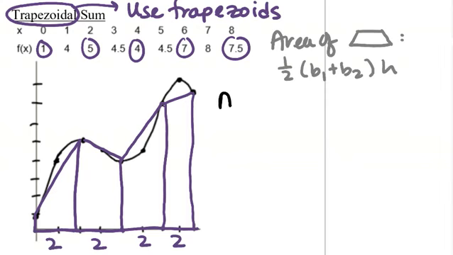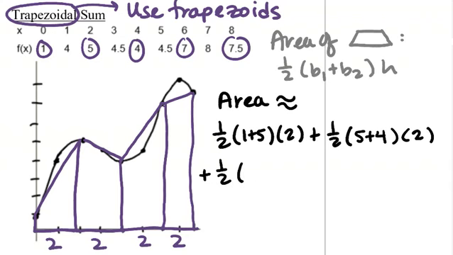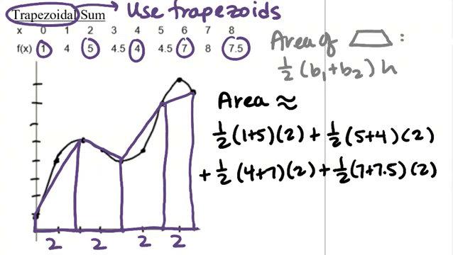All right, so in this case, area is going to be approximately equal to 1/2 base 1 plus base 2, which is 1 plus 5, multiplied by the height, which is 2. Plus 1/2, you add up the 2 bases. The next one's going to be 5 and 4, multiplied by the height, which is delta x. We're going to add in the third one. 1/2, add 4 and 7, multiplied by the height. And then lastly, the last 2 will be 7 and 7.5, and then we multiply by 2. And then, anybody have a suggestion for what I should do here?